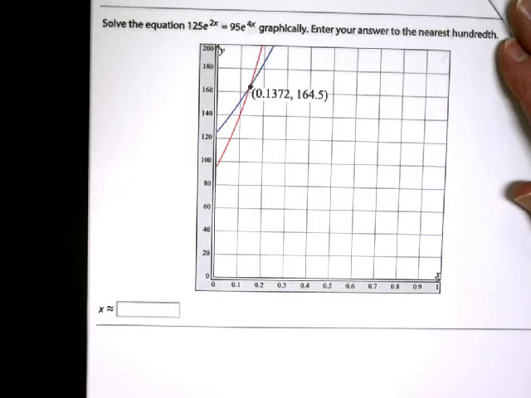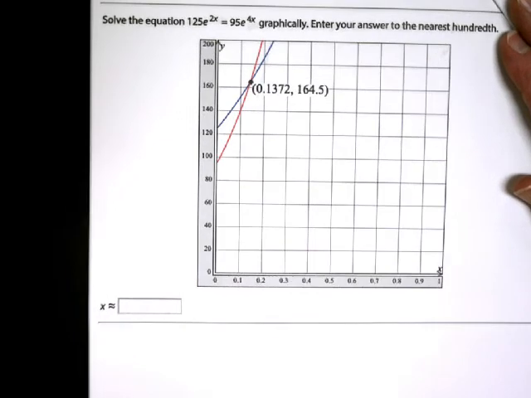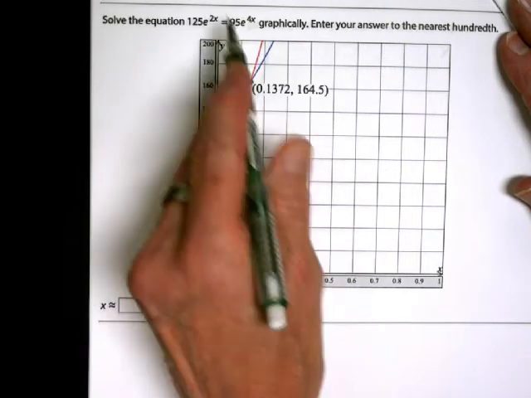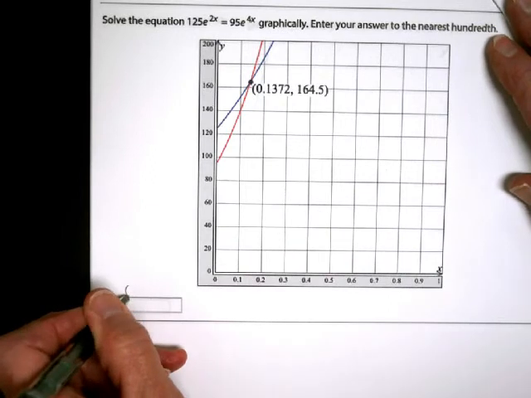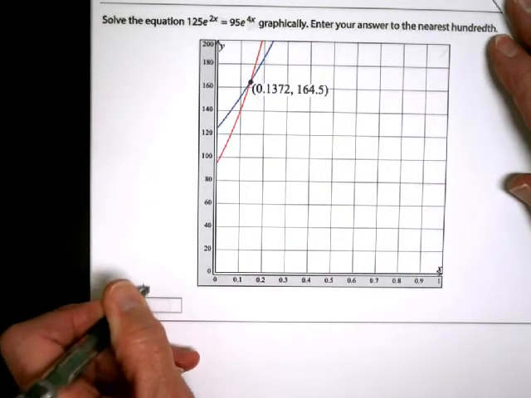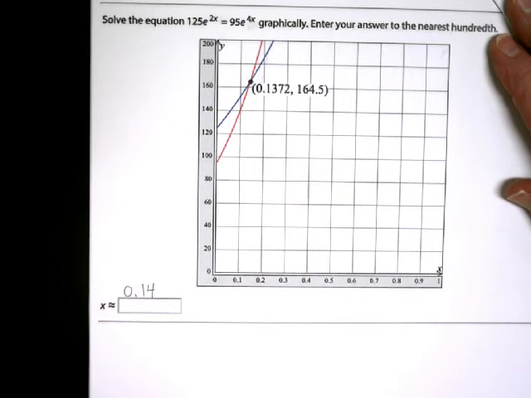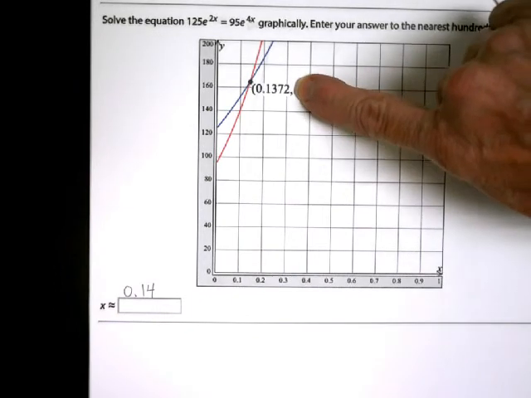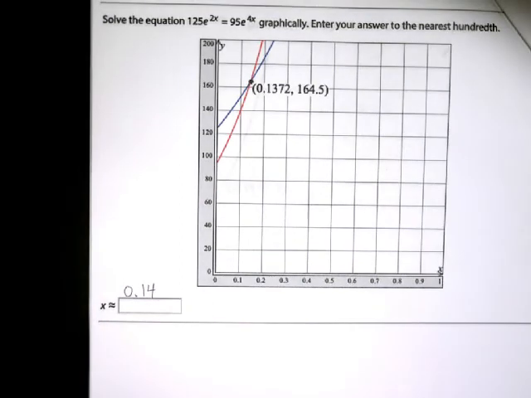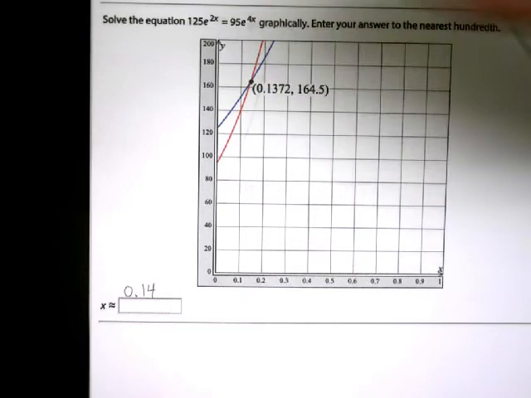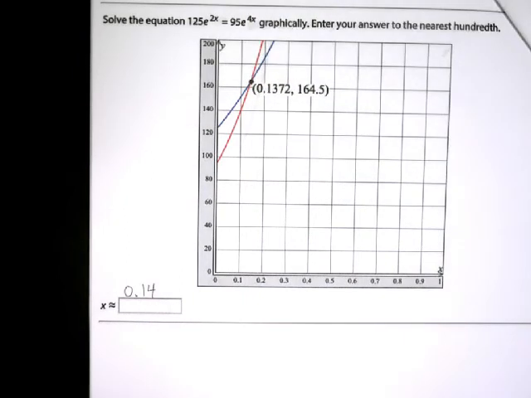Okay. Number 2, they had to graph 2 curves. That was kind of them. Enter your answer to the nearest hundredth. They already know which one I look for. The X variable tells me where these 2 are equal. So when X is, it says hundredth, that's 2 decimal places, 0.14. You've got the answer. So when I put X equals 0.14, these 2 are the same.